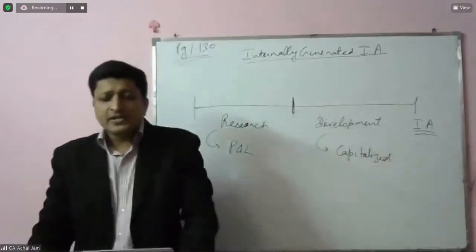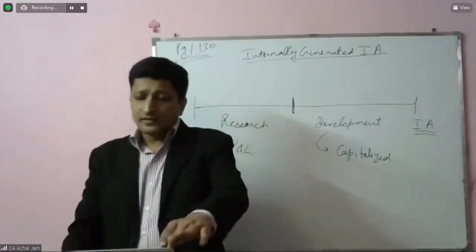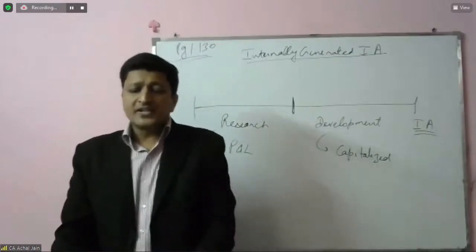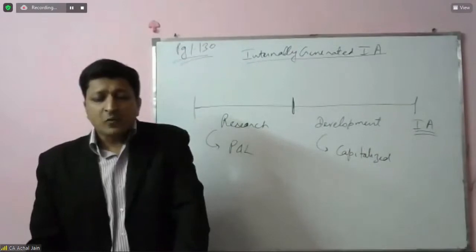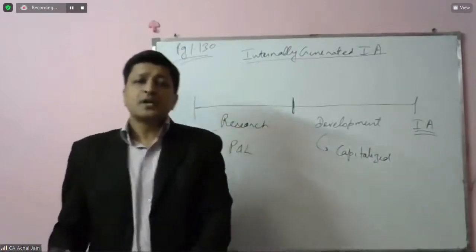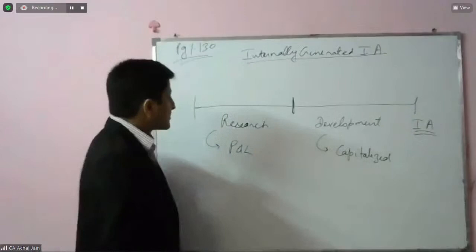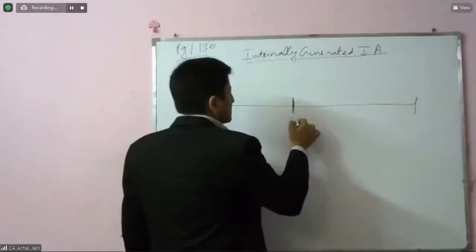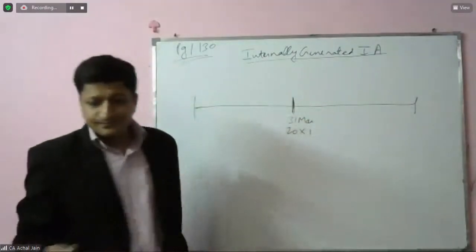An entity is developing a new production process. During the year X1, expenditure incurred was 10 lakhs, of which 9 lakh was incurred before 1st December X1. So I just put it over here. 9 lakh was incurred. This is 31st March X1.